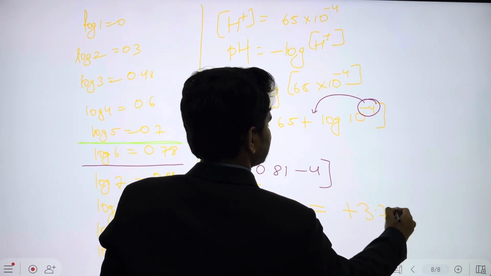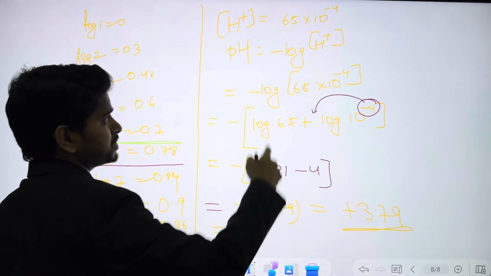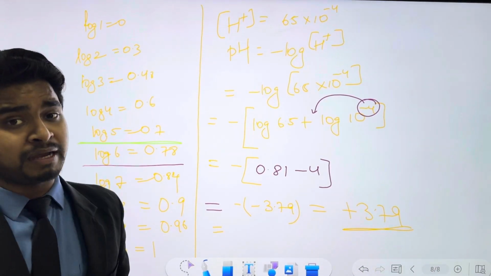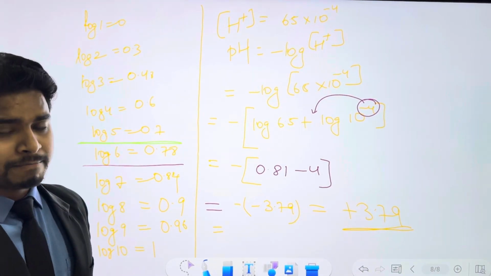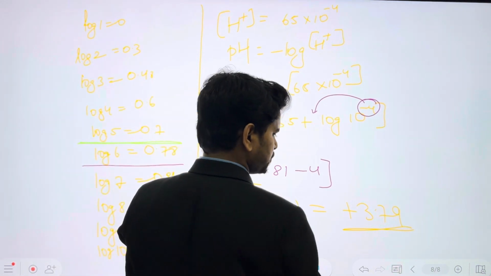So that's the pH, guys. That's the pH you will have if H plus concentration is given like 6.5 into 10 to the power minus 4. Okay. Let's do one more question.